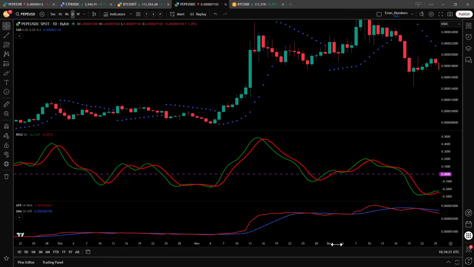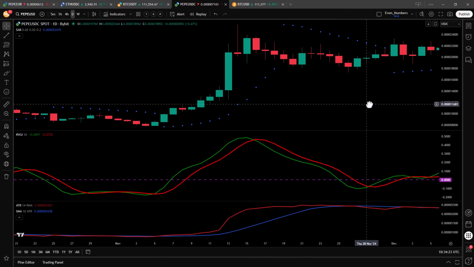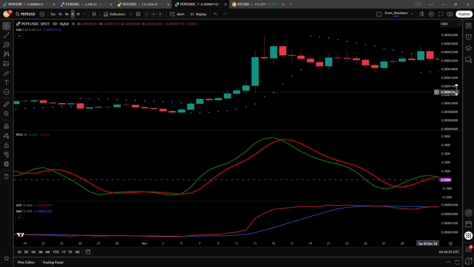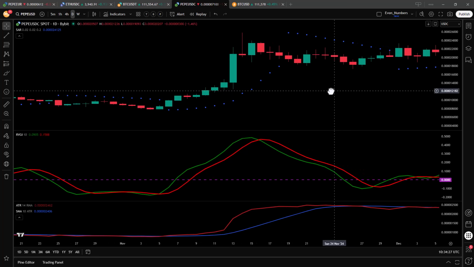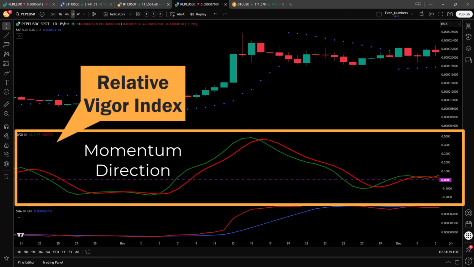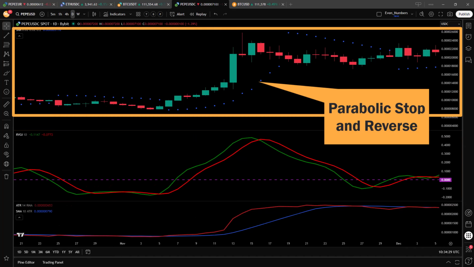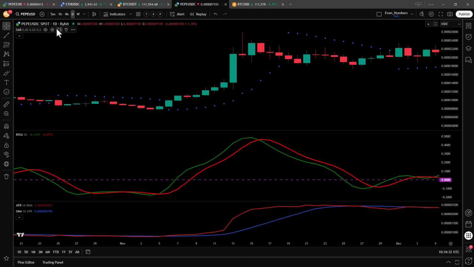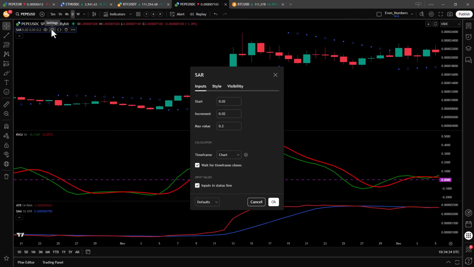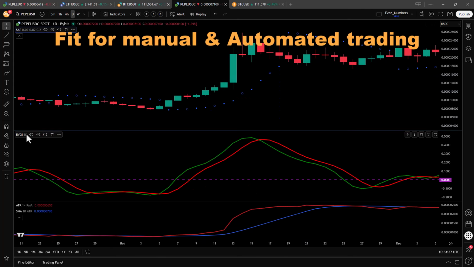This trading strategy does not rely on exotic or customized indicators, but instead makes use of well-known familiar ones. In this case, the baseline indicator will be the relative vigor index for momentum direction. The ATR will be used for momentum detection and the PSAR will be used as confirmation and as a reversal detector. The strategy is super simple to follow and everybody can use this for manual or automated trading.